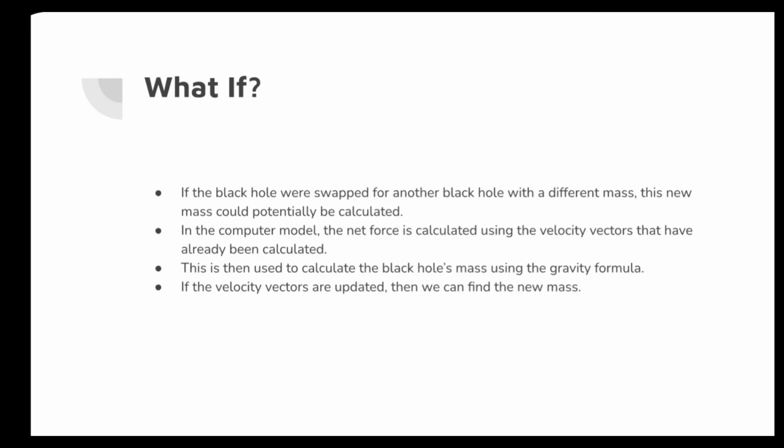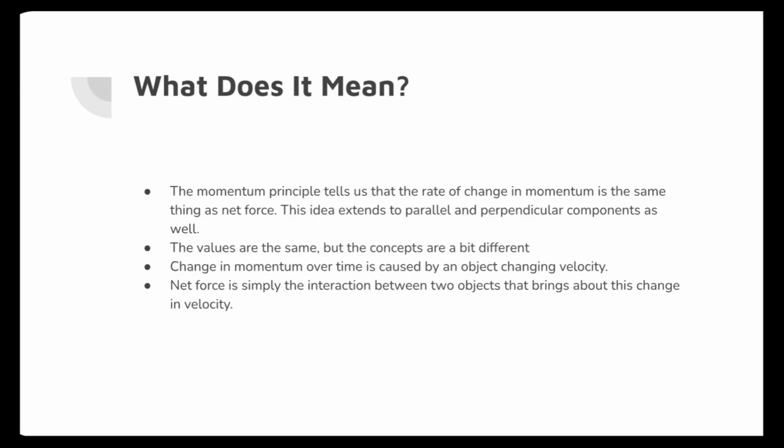Now for this discussion question, we'll discuss how net force and its parallel and perpendicular components are different from the rate of change in momentum and its parallel and perpendicular components. And the confusion here is that the values are the same. You'll get newtons for either one of these forms, but the concepts behind them are slightly different. Change in momentum over time is caused by an object changing in velocity over time, but the concept of net force is based around an interaction between two objects that does bring about this change in velocity.